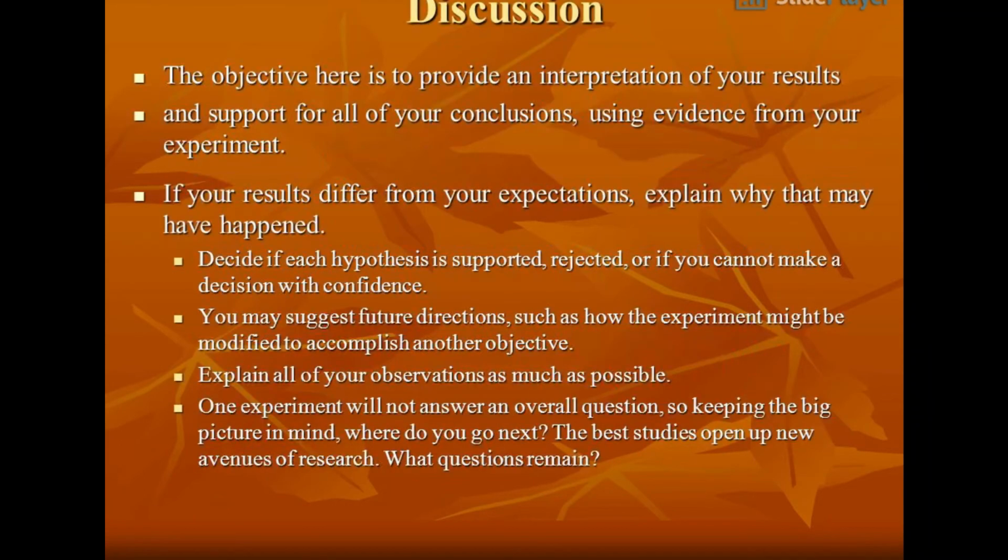Discussion. The objective here is to provide an interpretation of your results and support for all of your conclusions, using evidence from your experiment. If your results differ from your expectations, explain why that may have happened. Decide if each hypothesis is supported, rejected, or if you cannot make a decision with confidence. You may suggest future directions, such as how the experiment might be modified to accomplish another objective.